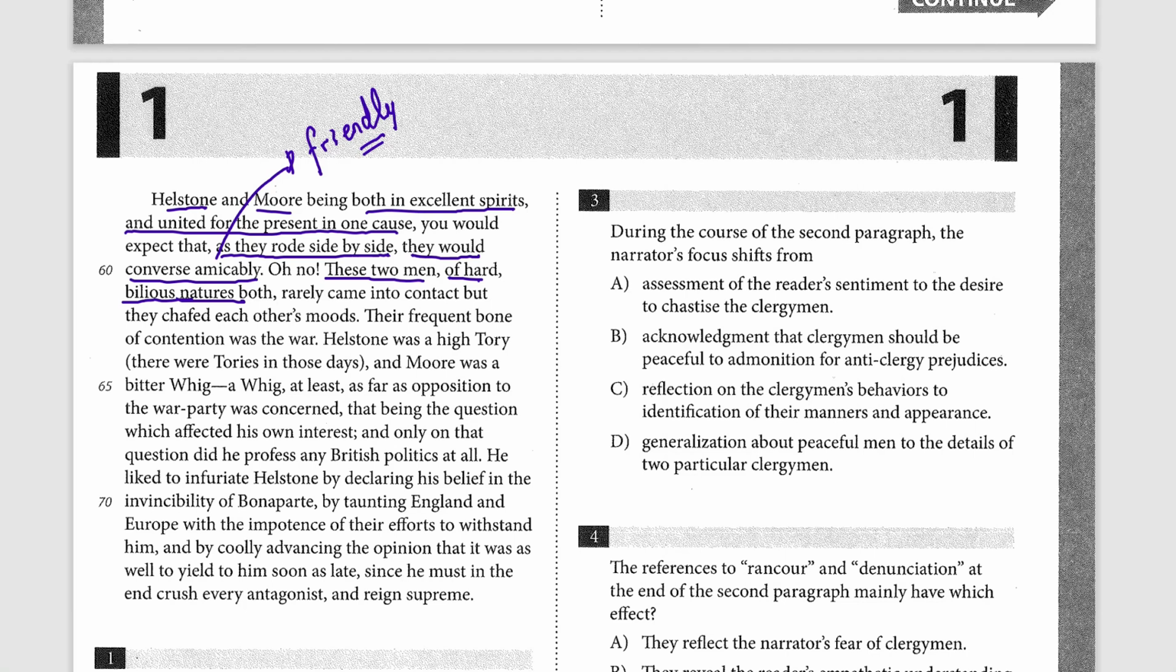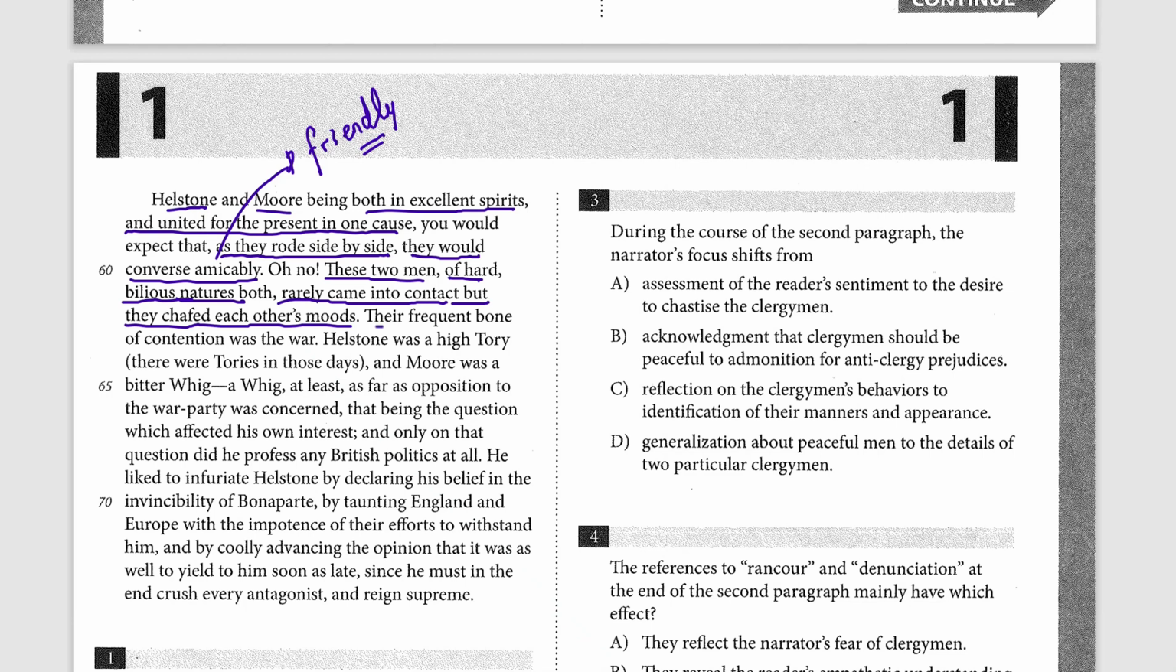خلاص. Oh no, these two men of hard bilious natures. وبيليوس هنا معناها ايه يا شباب؟ يعني negative, right? Sick, aggressive nature. Rarely came into contact, but they chafed each other's moods. يعني ايه مستر but they chafed each other's moods؟ انا لما اقول rarely came into contact يعني هم استحالة يبقى في علاقة طيبة ما بينهم. وبعد كده اقول but they chafed each other's moods.